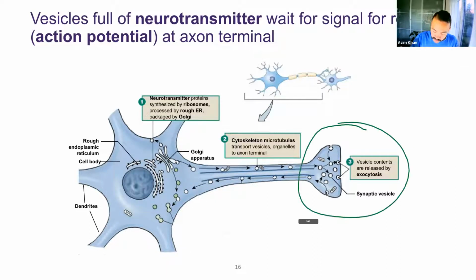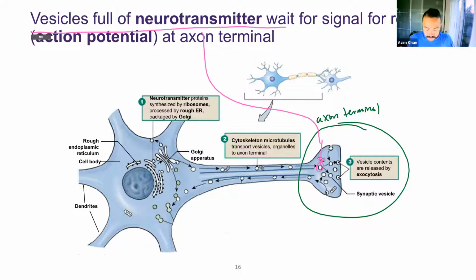Once we get to the axon terminal, we have vesicles full of neurotransmitter waiting at the axon terminal. They're waiting to be released. The electricity coming to the axon terminal is the signal for exocytosis. They're released by exocytosis.